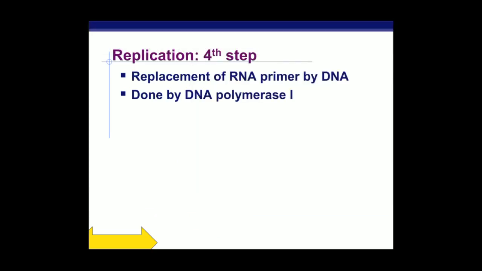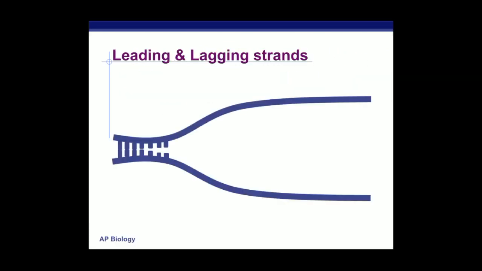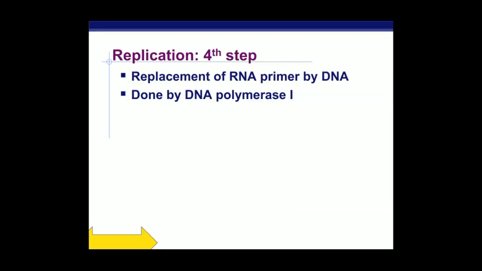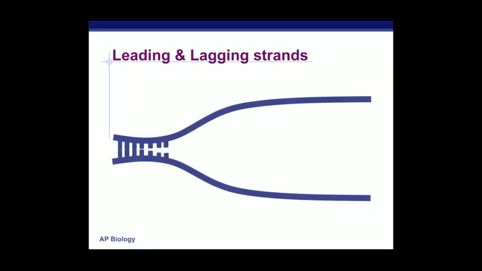So first let's see replacement of RNA primer by DNA, done by DNA polymerase 1. Whatever the RNA primers are bound, those are actually replaced by other nucleotides by DNA polymerase 1. Exonuclease activity is performed actually. We'll discuss this further. Now let's see about the leading and lagging strand that I was about to discuss. We'll discuss the leading and lagging strand in detail here, guys.